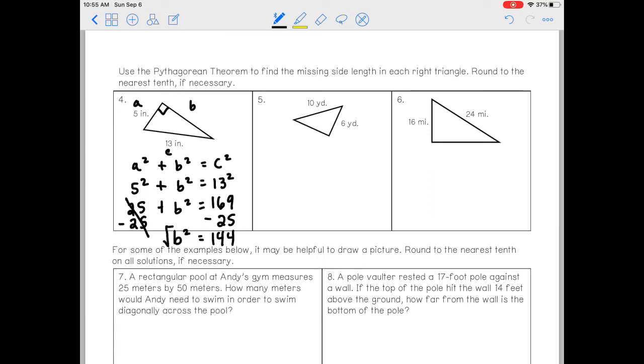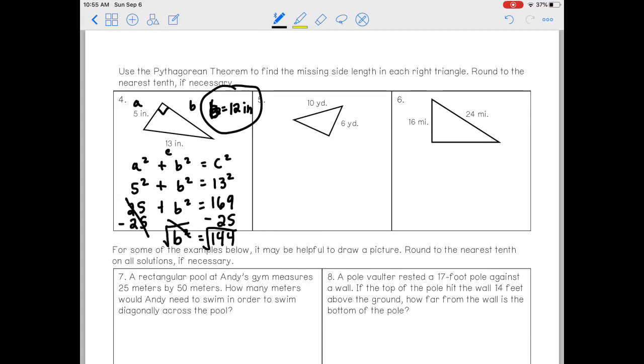To counteract the square, we do square root on both sides. The square root of 144 is 12. So that tells me A equals 12 inches. Or sorry, B equals 12 inches, because we said B. But you could choose A or B. So B equals 12 inches. Try 5 and 6 on your own. Pause the video, try them, and I'll have the answer when you come back.